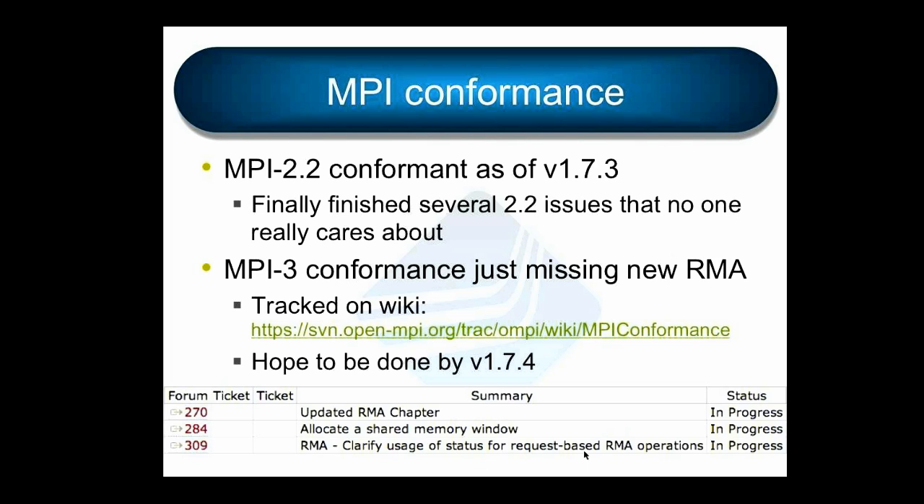MPI 3 was passed as a document last fall, and we actually have a lot of it done, but there's one major thing missing, RMA. These are our Trac tickets that are missing. Brian Barrett from Sandia National Lab is working on this kind of stuff. He hopes to be done by the end of the year, but that is really the last thing that we need to be a full MPI 3 compliant implementation. And if you care, we track it on our wiki. These are really the last 3 things that are left.